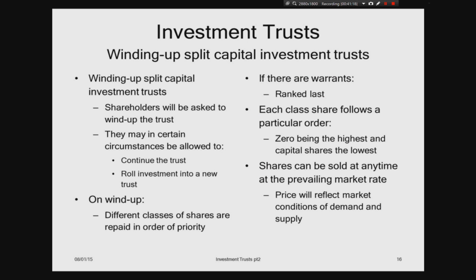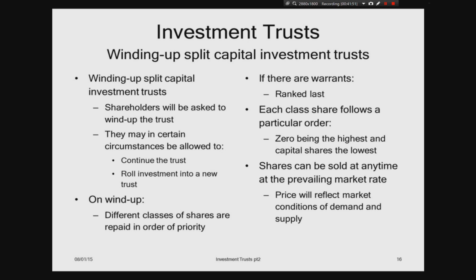At the predetermined date, shareholders will be asked to agree to wind up the investment trust according to procedures laid down in the Articles of Association. In certain circumstances, and as long as it's contained within the Articles of Association, the shareholders may be given further options to continue the life of the investment trust or of rolling their investment over into newly constituted investment trusts. Doesn't happen a lot, but it can do.